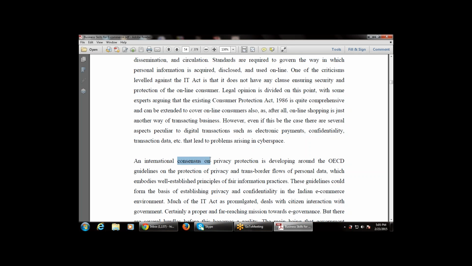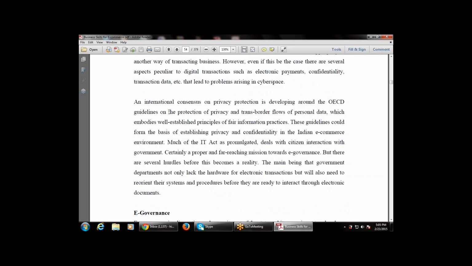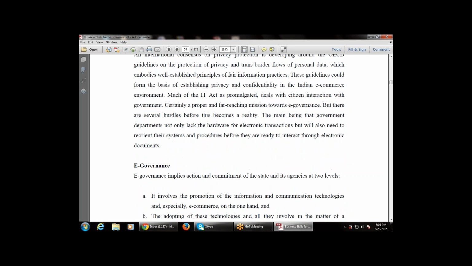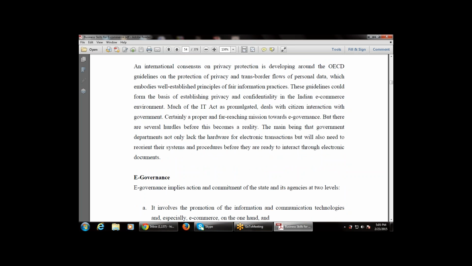An international consensus on privacy protection is developing around the OECD guidelines on the protection of privacy and transborder flows of personal data. So with the use of personal data, international consensus on privacy protection is also available in e-commerce. International rules are also provided in e-commerce to make the transactions very effective.